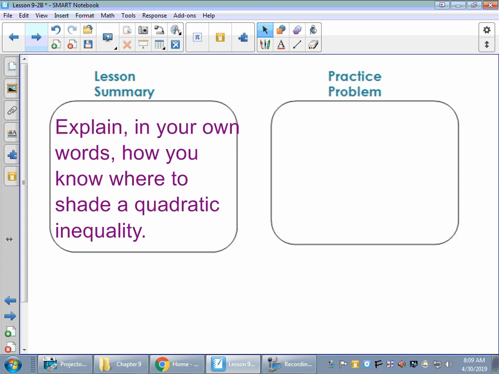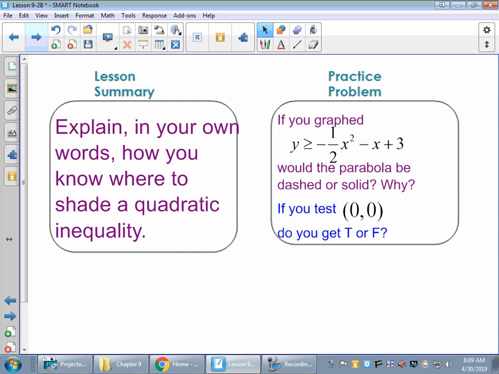And then the last thing, the practice problem here, is if you did graph this, I'm not saying you have to, but if you did graph this, would the parabola be dashed or solid? Why or why not? And then if you could use a test point 0, 0, would you get a true or false? So you're just kind of telling me dashed or solid there, and then plug it in, would you get a true answer or a false answer?